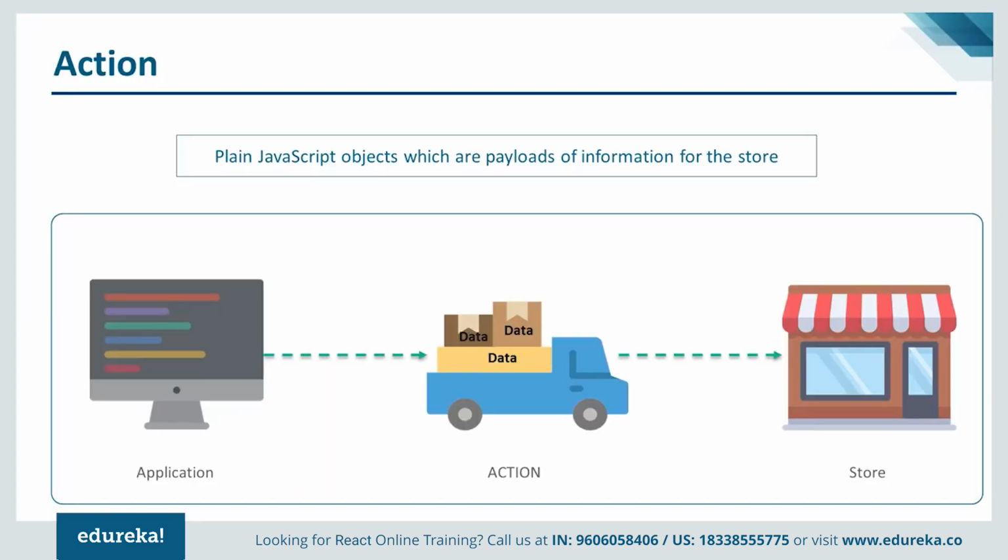An action is a plain JavaScript object, which is a payload of information for the store. As you can see in this slide, if this is the application, then the action is the payload, as I have shown with a truck diagram. This is holding the information, the payload of information for the store. As I mentioned earlier, the store is taking data from the action. So what is an action? Actions are plain JavaScript objects which are payloads of information for the store.